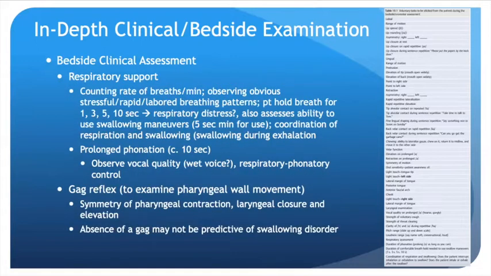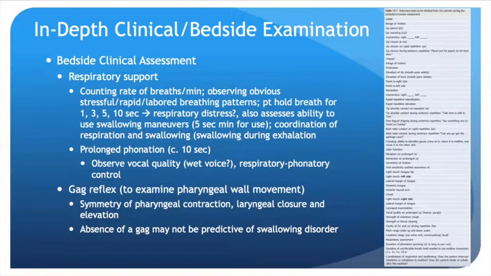on one side. You can examine respiratory support, so tasks such as counting the rate of breaths per minute, observing obvious stressful, rapid, or labored breathing patterns. You can have the patient hold their breath for prolonged periods of time and examine signs and symptoms of respiratory distress. You can also assess their ability to use swallowing maneuvers and their coordination of respiration and swallowing. So for example, you typically want them to swallow during exhalation versus swallowing during inspiration. That tends to put the patient at a lower risk of aspiration.